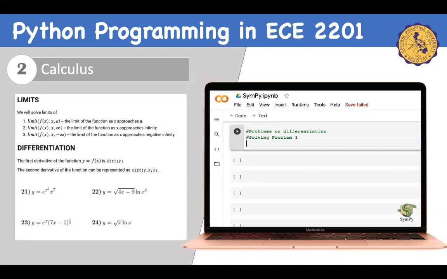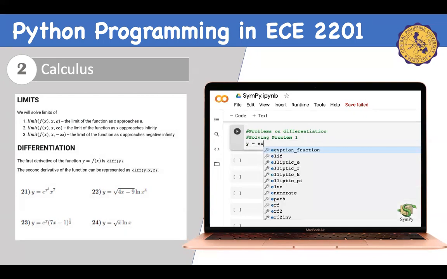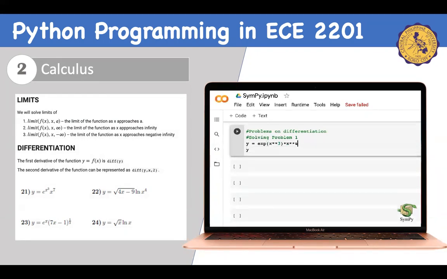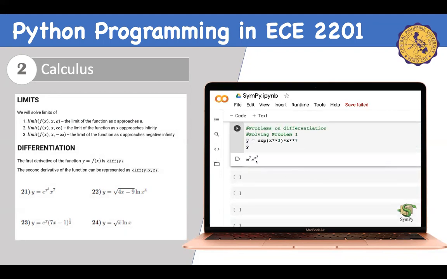All right, now let's solve problem number 1. So I have here y equals the exponential function of x cubed. You can say exp x cubed multiplied by x raised to 7. Now let's display it first. So this is now your x raised to 7 multiplied by e raised to x cubed.